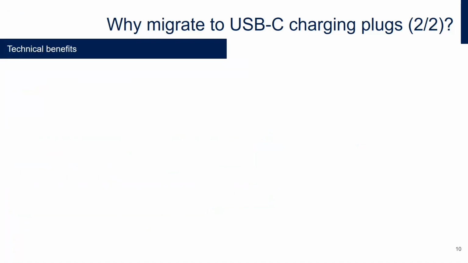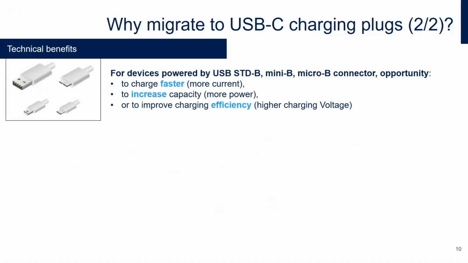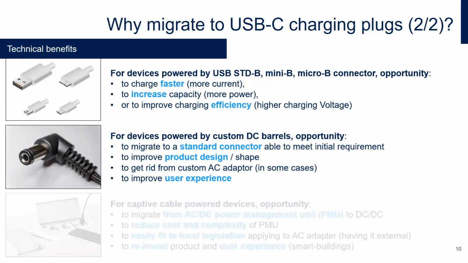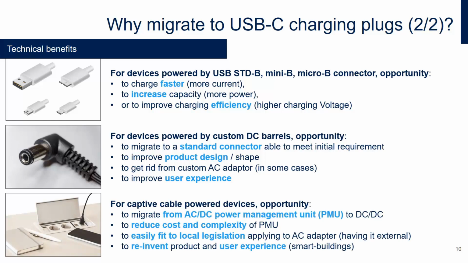On the technical side, there are also many sources of motivation for designers. For existing micro B devices, getting more current or more power allows for faster charging, or to increase battery capacity or gain efficiency. For custom power plug applications, adopting a standard connector improves the product design and user experience. And for AC powered devices with a captive cable, there's also an opportunity to move away from the heavy AC to DC conversion to a more effective DC to DC power management.